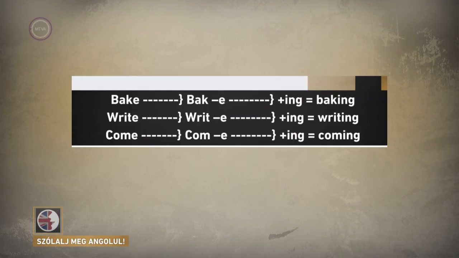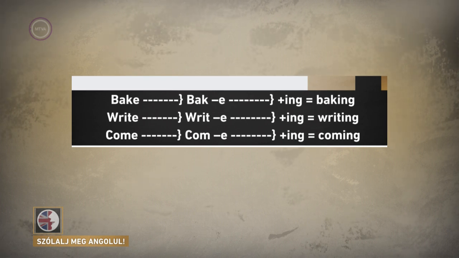So back to the spelling. The verb is to bake, but when we add the ing ending, we remove the E from the end of the verb first. Bake, baking, write, writing, come, coming.